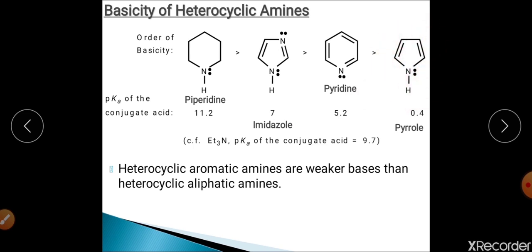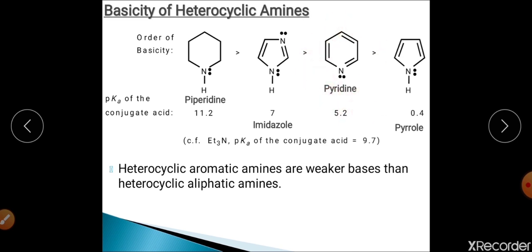The reason for this one, we can see that this is the lone pair of electrons on the nitrogen, and this is easily available, right? So it will have more basic character in comparison to this one. And in case of the aromatic system, if we are particularly talking about imidazole, it is having a nitrogen, and this nitrogen is having a lone pair of electrons, and this lone pair of electrons is a part of the aromatic sextet, and because of that reason this is less basic.